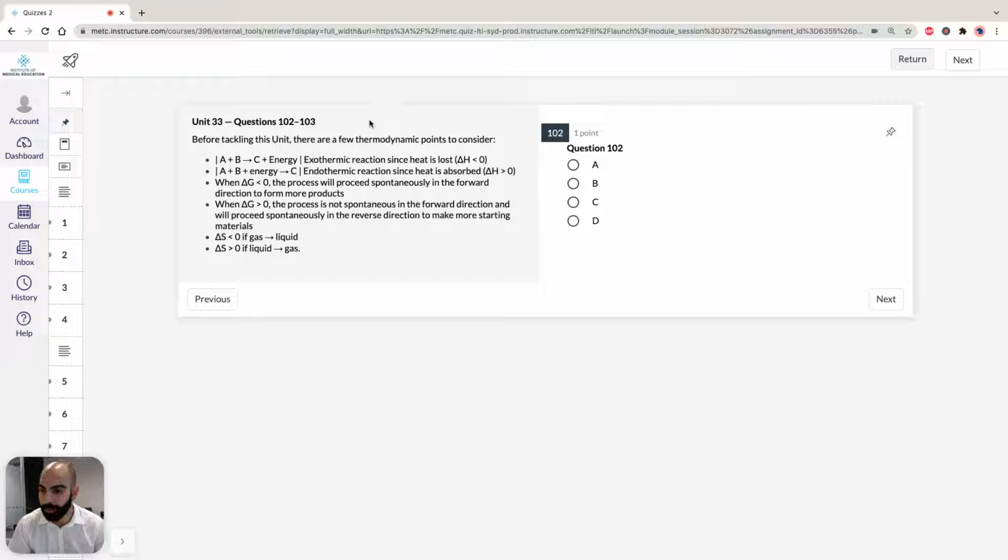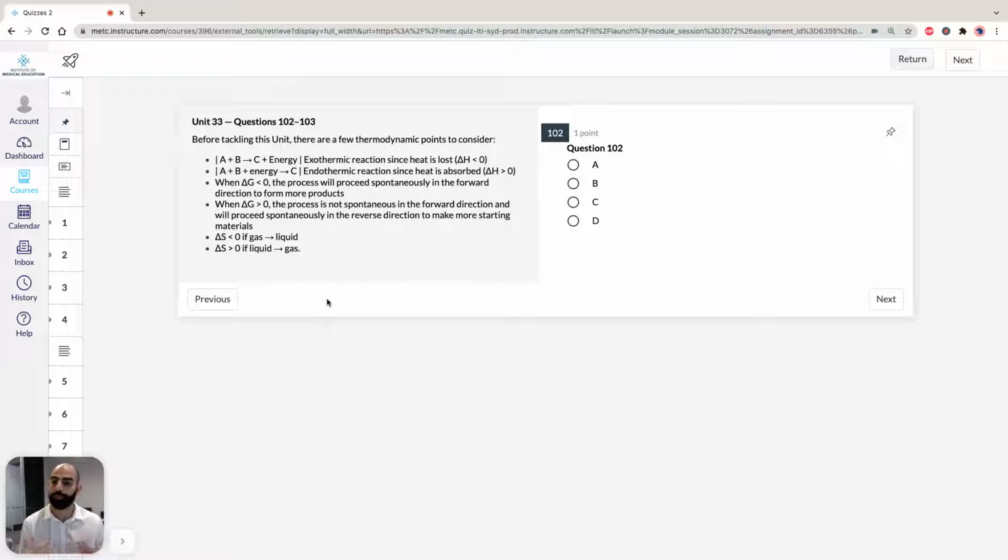So just before we tackle this unit, it's important we have some foundational knowledge of some thermodynamic points. Remember, exothermic reactions release heat. If the change in our enthalpy represents our internal energy, that means if we're losing internal energy, our enthalpy is going to be less than zero. For endothermic reactions, we're adding heat to the system. So we're going to increase the enthalpy, the internal energy in the system, so it's going to be greater than zero.